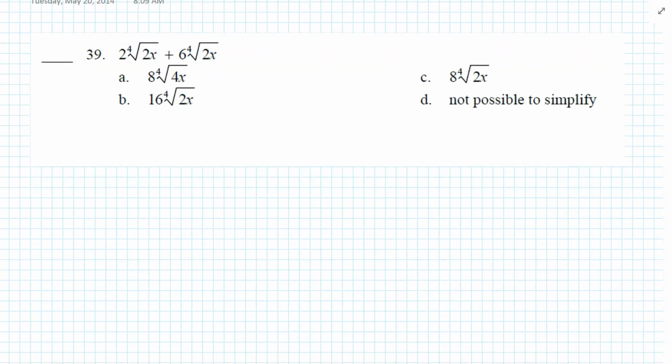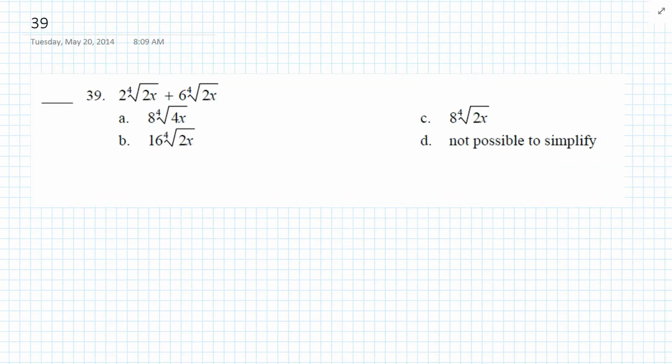39. Add. Well, to add, the radicands have to be the exact same. The whole radical expression, the radicand, the index, all have to be the same. Since they're both fourth root of 2x, we can just add the numbers in front. So 2 plus 6 is 8. Fourth root of 2x. So the answer is C.